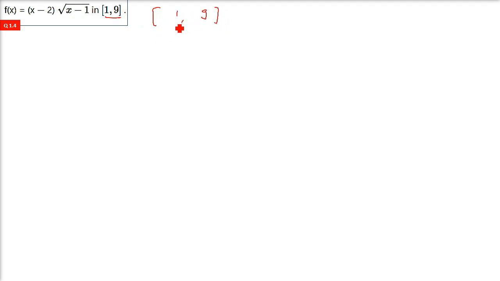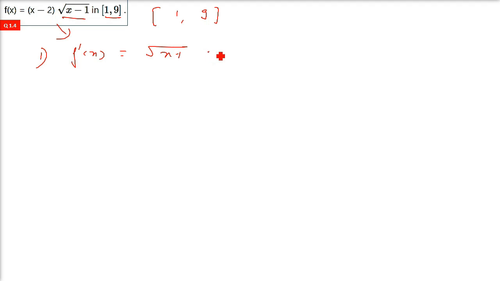And we would like to check, are there any other critical points which we need to check for the absolute maximum or minimum? First thing we'll do is the differentiation. That's what I'm doing right now. And since this can be done using the product rule, we can apply the product rule here.